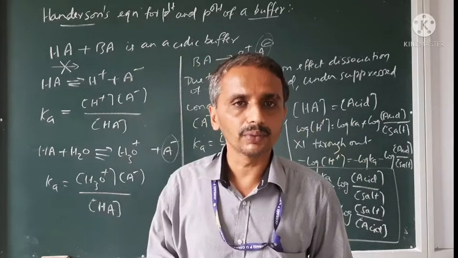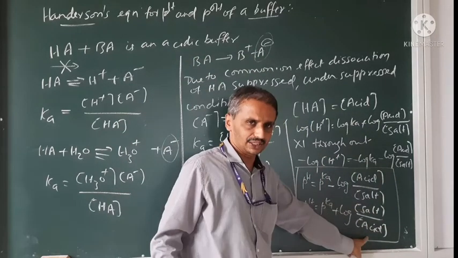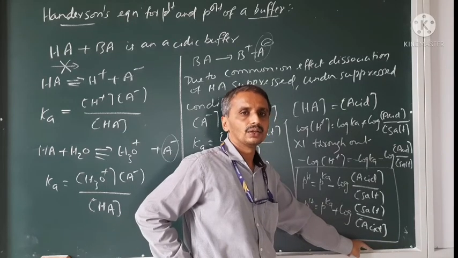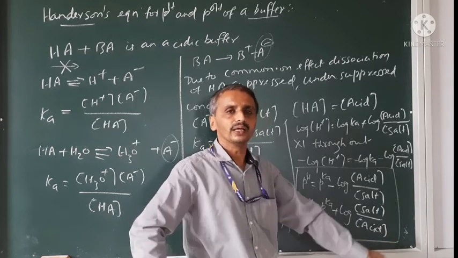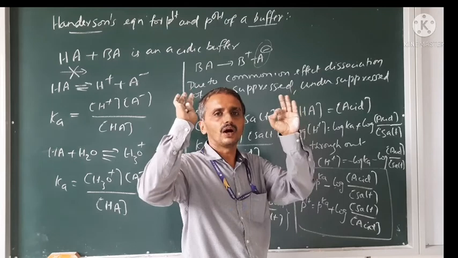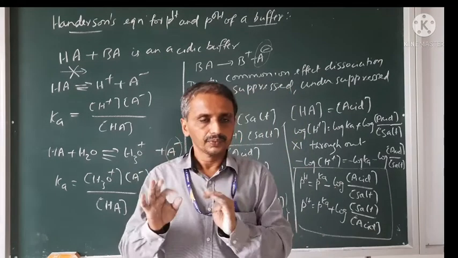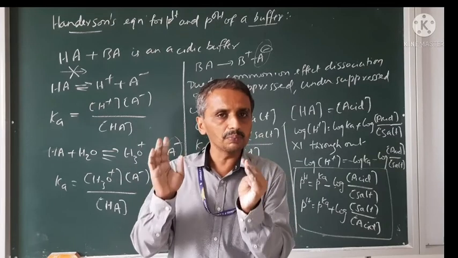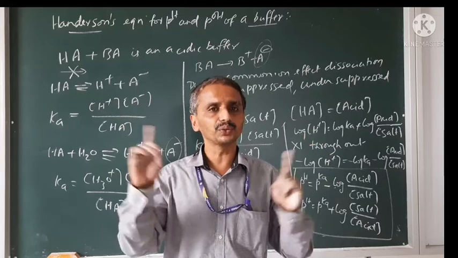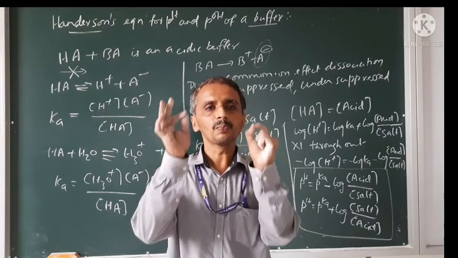And one more point you remember, if salt by acid ratio is 1 by 10 to 10 by 1, it is giving optimum buffer action. See, if salt by acid ratio is 1 by 10 to 10 by 1, at that time such a buffer has the optimum buffer activity.